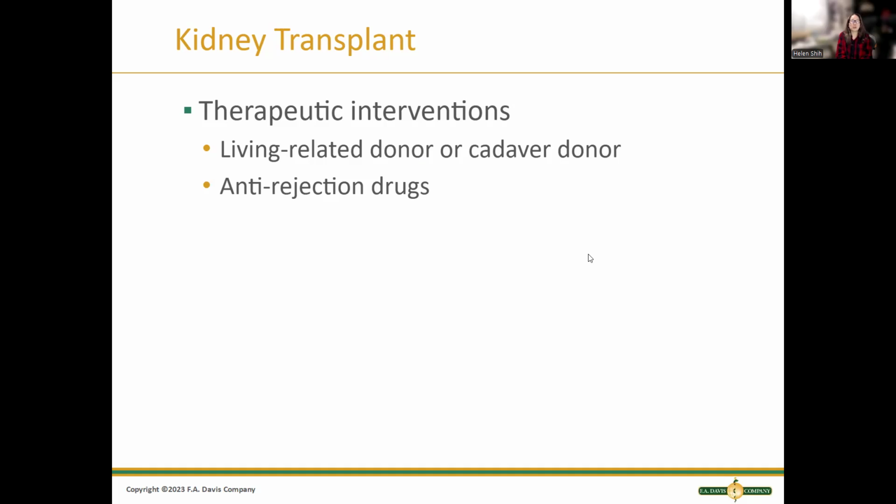In order to have a transplant, you have to be on anti-rejection drugs for the rest of your life. Anti-rejection drugs are also known as immunosuppressants. We have to be on an immunosuppressant for patients with transplants because your body is full of cells that know that they're supposed to be in there.